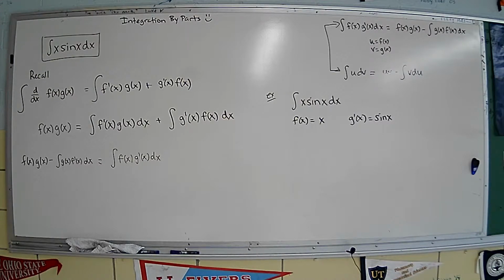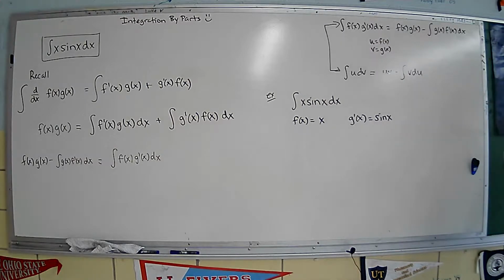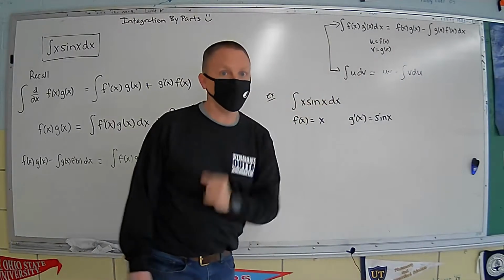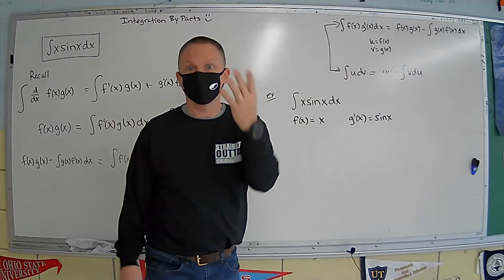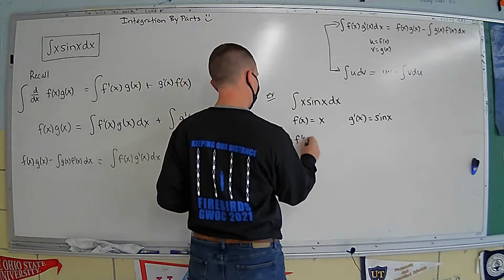So if you look at that formula, how many different parts are there? How many different functions are involved? Look at both sides of the formula. How many different functions do you see? Four. You see f, f prime, g, and g prime, right? So we just set up from the problem f and g prime. So what do we have to do? Figure out the other two. Okay? So tell me what f prime is.